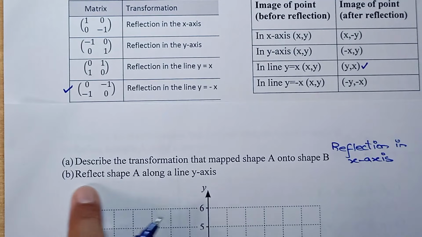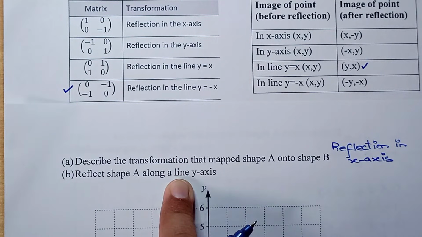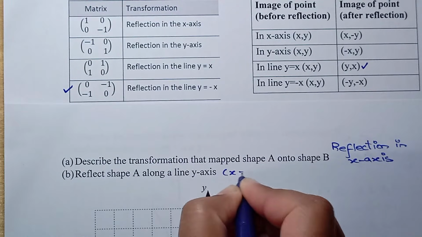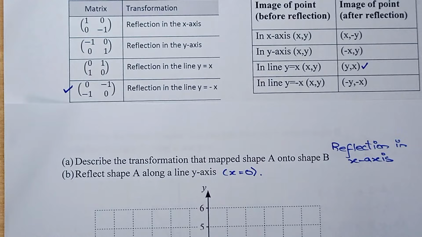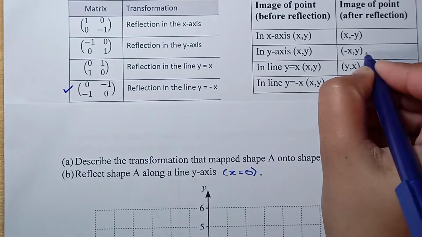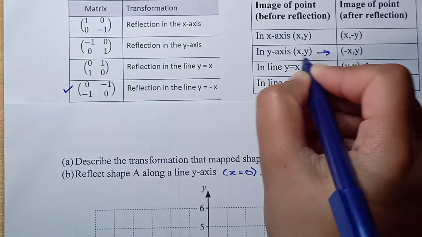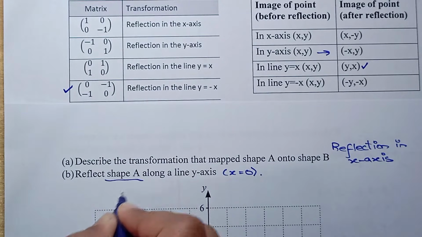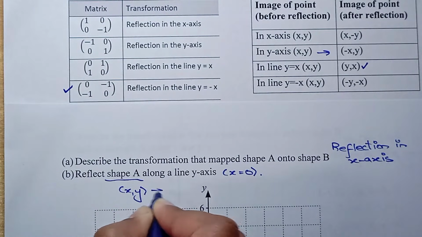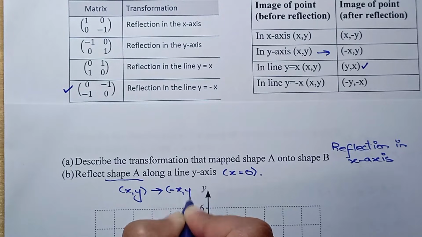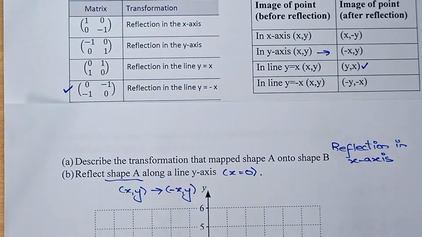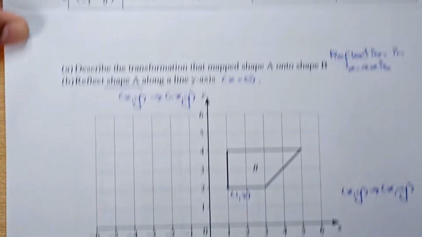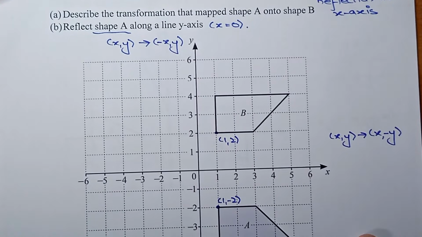We can also say along the line y equals 0. Now for the B part, reflect shape A along the y-axis, or basically along the line x equals 0. When we reflect the shape along the y-axis, we use this coordinate rule: (x, y) changes to (-x, y). Using this rule, we can easily find the reflection of shape A along the y-axis.